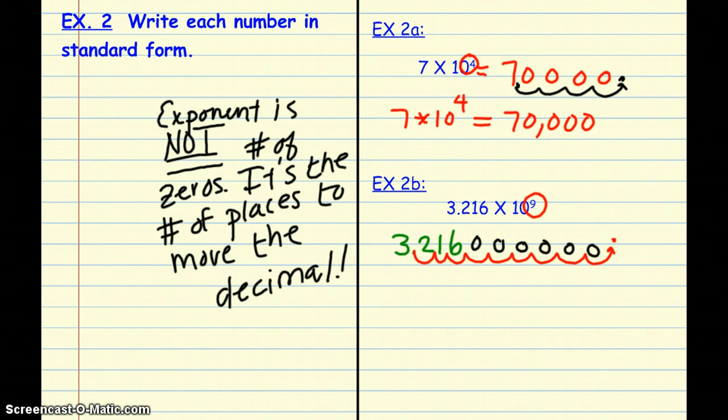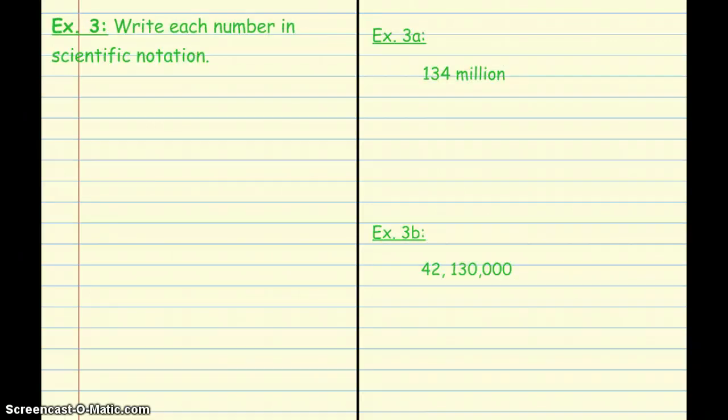So if we were to rewrite this number, again, we put our commas in from the right. So we have 3,216,000,000. So let's take a look at another example. We're going to write each number in scientific notation.